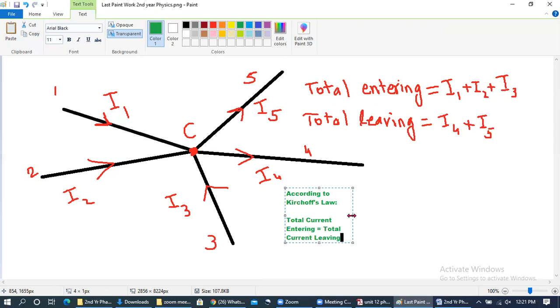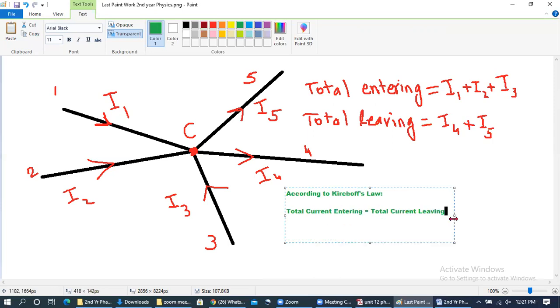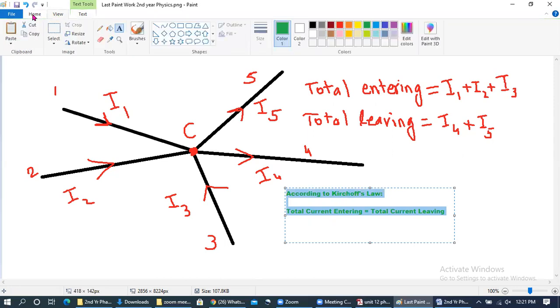Current will not be destroyed and it will not be automatically produced. So for example, if 100 charges are entering this point, then 100 will be leaving. This is Kirchhoff's law, or Kirchhoff's rule, for the current law. You have got it.